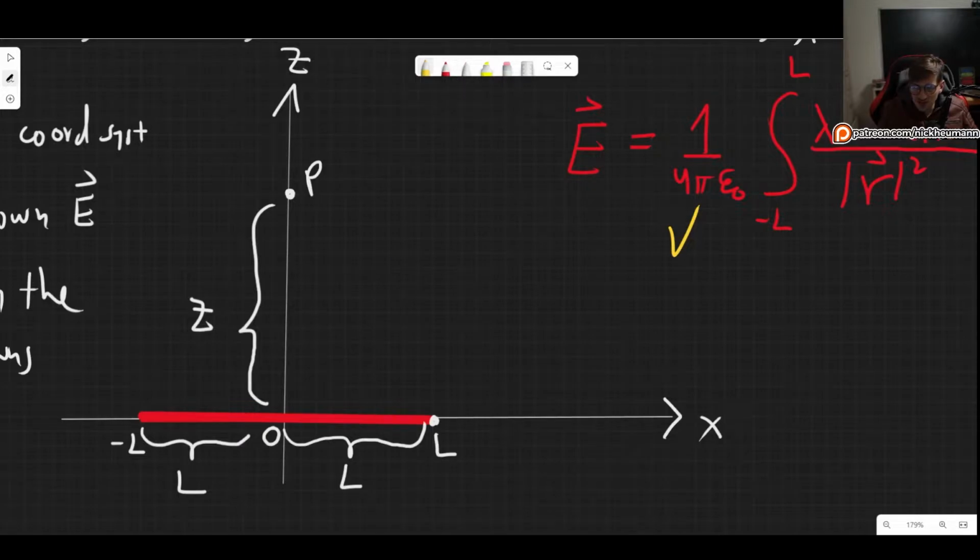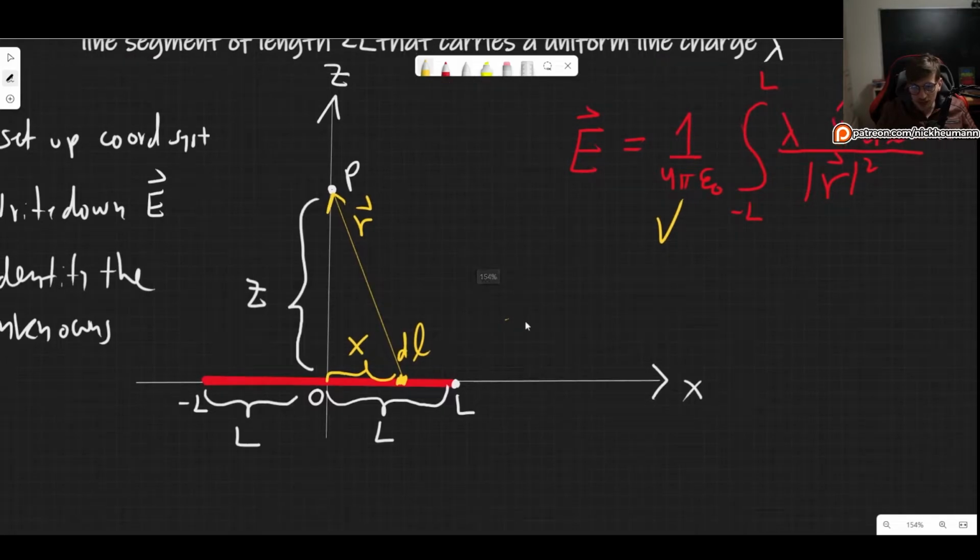So let's just say that this thing right here is our dL. So we want to go from here all the way to there, right? That's our R vector. So what is this distance? Well, that distance is simply the x value of where we currently are, right? Because we are going to integrate all the way from x equals minus L to x equals L. So this is simply going to tell us where we are, and we will begin at minus L and go all the way to L.